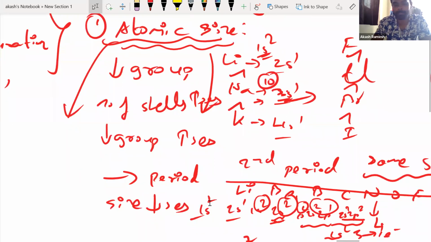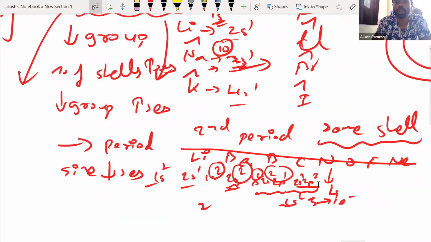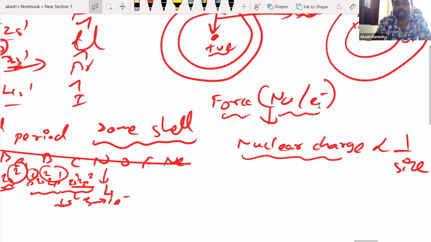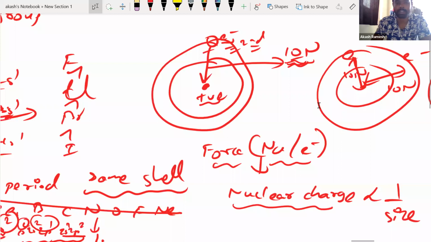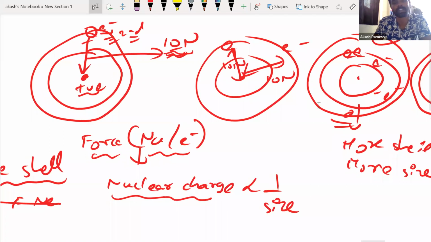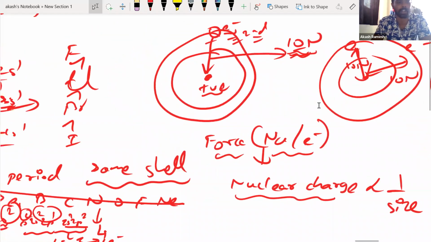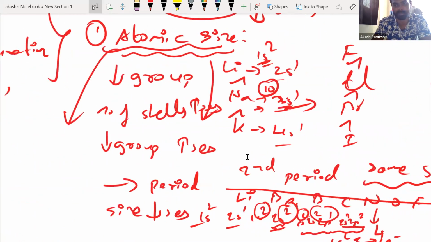But when I go along the period, what is going to happen? Since I'm adding more and more electrons in the same shell, right? From lithium to beryllium, lithium is 2s1, beryllium will be 2s2, boron will be 2p1, right? You add in the same shell, so what is going to happen? The nuclear charge, that is the force between the nucleus and the electrons, keeps on increasing, right? So if the force increases, the atomic size constricts, thereby the atomic size decreases, right? That's why we say that down the group the size increases, and along the period from left to right the size decreases, right?